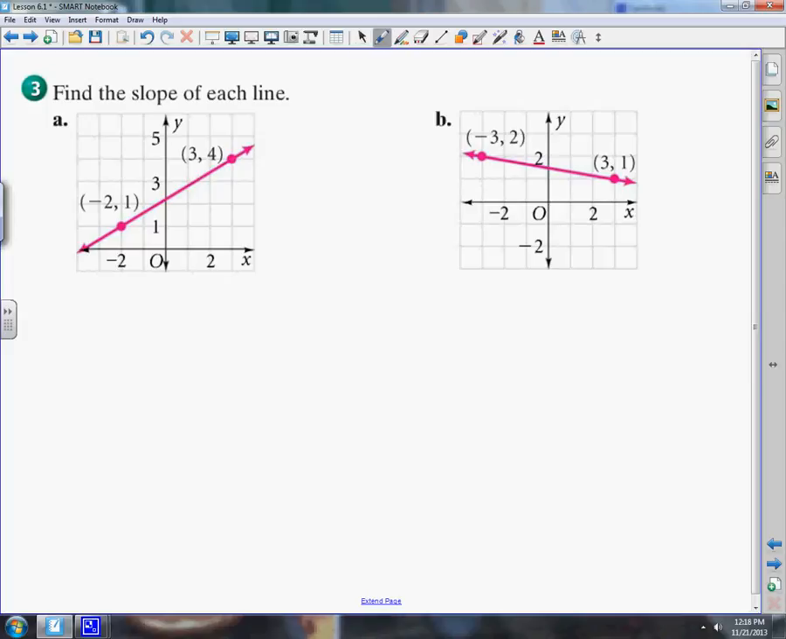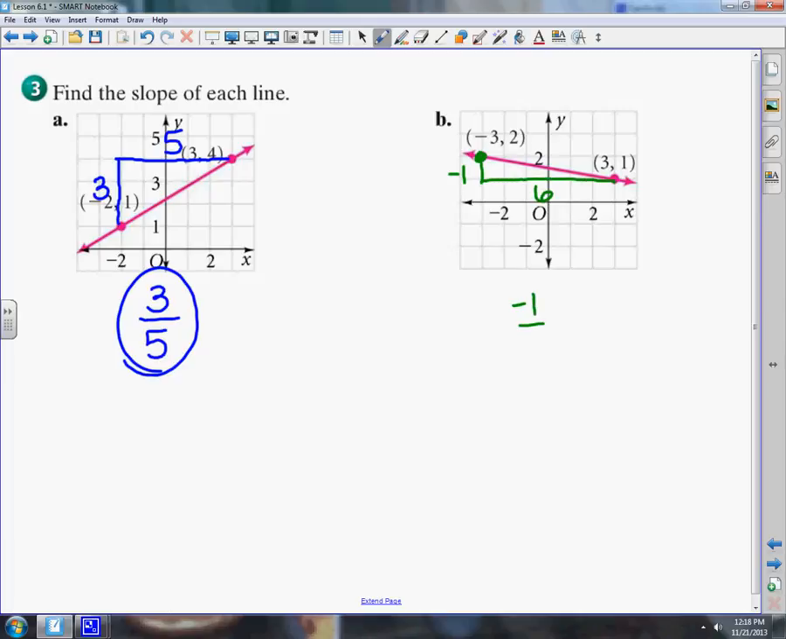Okay, I'm going to go here. I'm going to do my rise. 1, 2, 3. So my rise is 3. 1, 2, 3, 4, 5. And my run is 5. So my slope is 3/5. Here, I'm going to start here. Now my rise, I'm going down, so that's -1. And my run is 1, 2, 3, 4, 5, 6. So this would be a -1/6 slope.